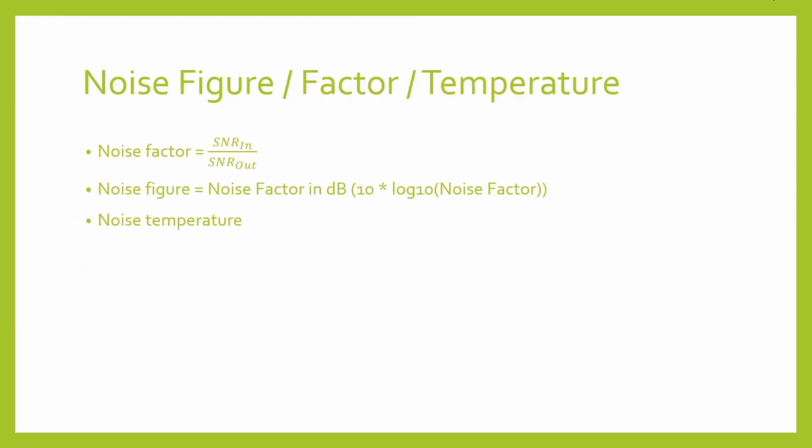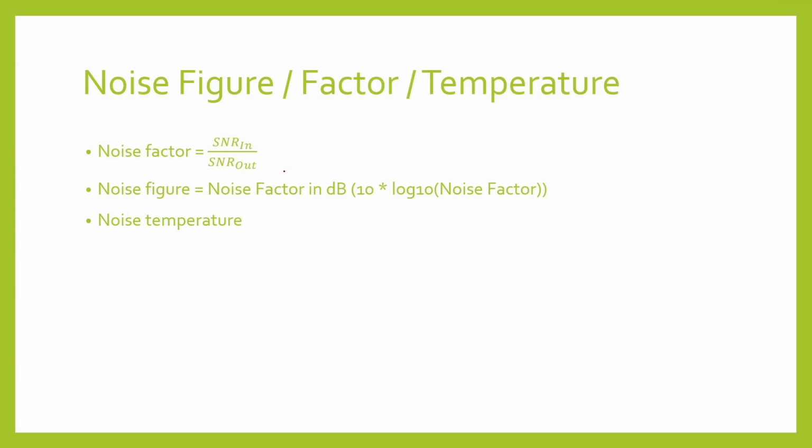So now we know that all the components in our system will degrade SNR, we really need a way to quantify how much that degradation is. And there are generally three ways of doing this, which are useful in different scenarios. So the first one is noise factor. That is the straightforward ratio of the SNR at the input to the SNR at the output.